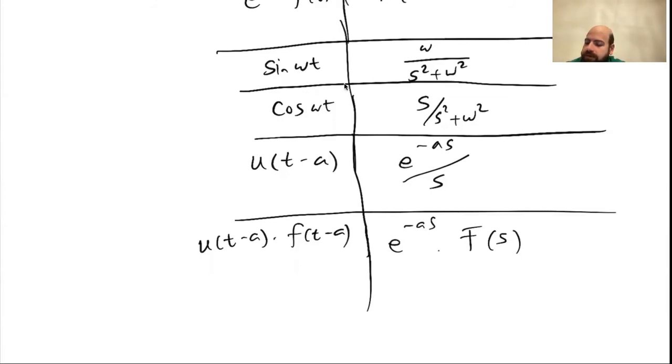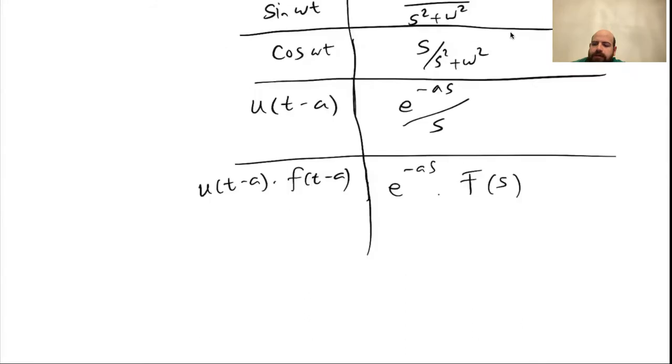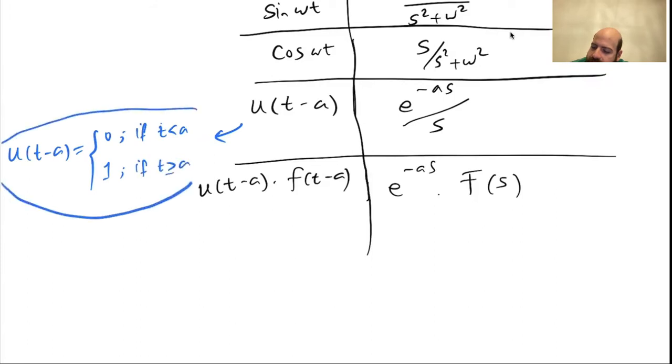U of t minus a times f of t minus a is e to the power minus as times capital F of s. And how did we define this Heaviside function? If you remember the definition, u of t minus a is equal to 0 if t is less than a. For t less than a, the function is 0. And it's 1 if t is bigger than or equal to a. So this is how the Heaviside function is defined.